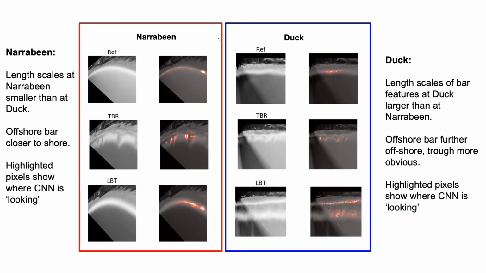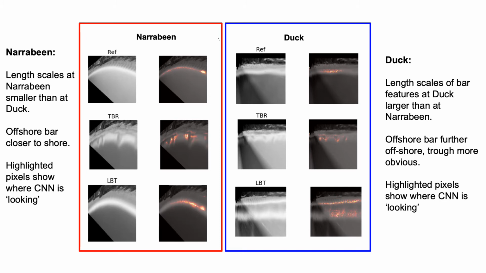Here's some example imagery from each of the locations. Narrabeen is on the left, outlined in red, and Duck is on the right, outlined in blue. In each of the boxes, the first column shows ARGUS imagery for three separate classes, and on the right column, it shows the same image with some pixels highlighted. And these pixels show which regions of the image were most important for the CNN to make its categorization.